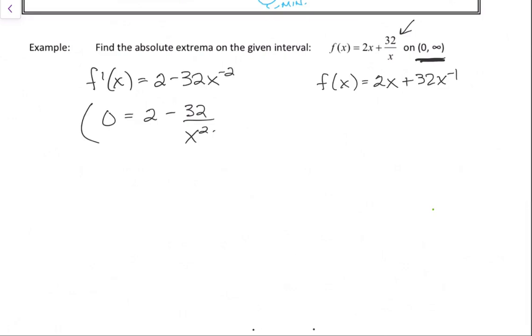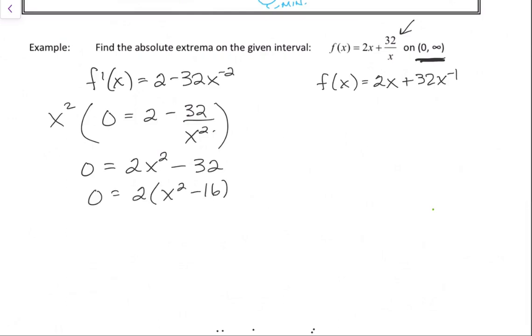To solve a rational equation, I'm going to multiply everything in that equation by x squared in order to clear that denominator. So x squared times 0 is 0. 2 times x squared is 2x squared. And 32 over x squared times x squared would just give me 32. And then I can finish that by factoring out the 2 as the greatest common factor, and then factoring this as the difference of two squares, x plus 4, x minus 4. So I've got two critical numbers, -4 and +4.